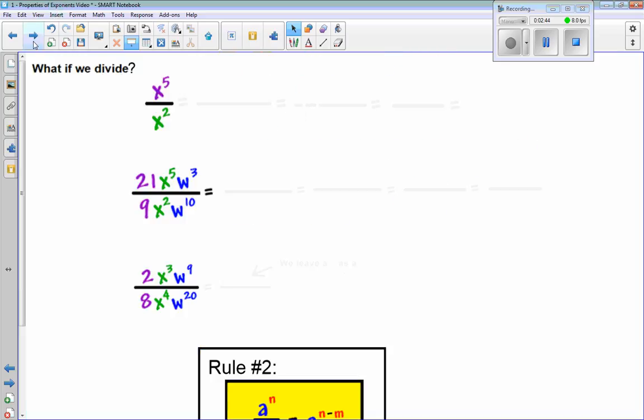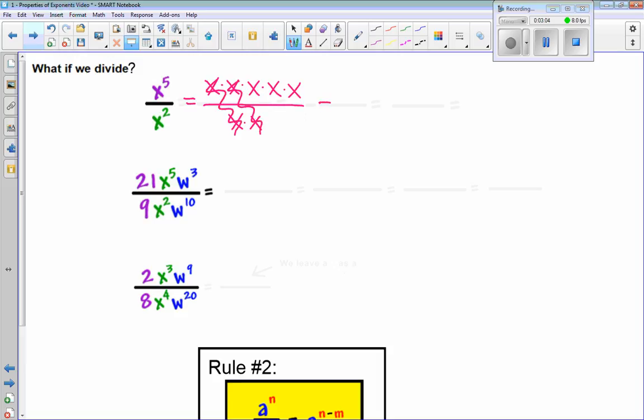Alright, next step, we're going to go ahead and divide here. So we can write this out as what we know it to be, x times x times x times x times x, divided by x times x. Now we know with fractions, when we have something on top of itself, they just cancel out. So when we cancel out, we are left with x to the power of 3.